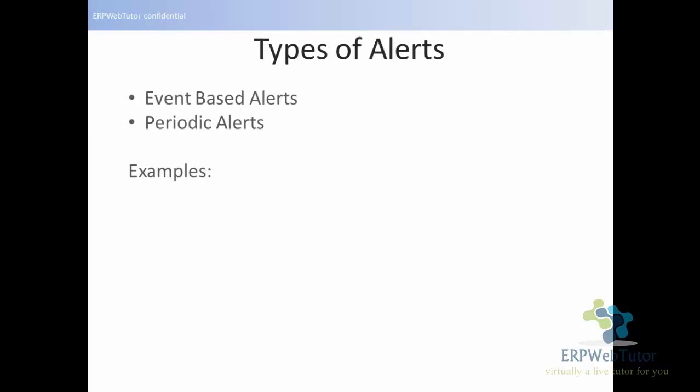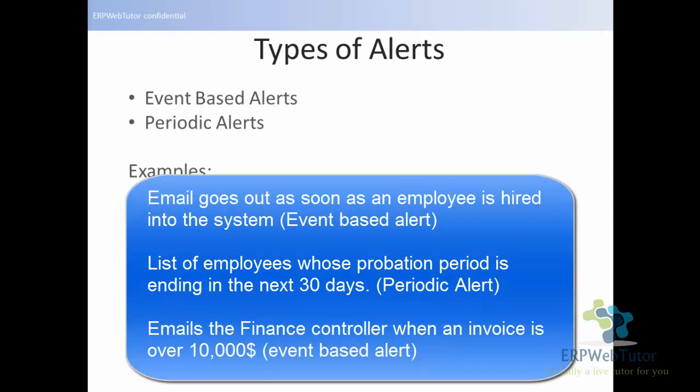Okay, so now the types of alerts. There are two types of alerts. One is event-based alert, and the other one is periodic alerts. Some of the examples, I will just talk through. Let's say an email goes out as soon as an employee is hired into the system, to a benefits team. The benefits team needs to know that any new employee has been hired, so they need to perform some actions. So that is an example of an event-based alert.